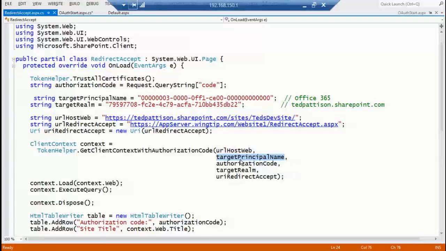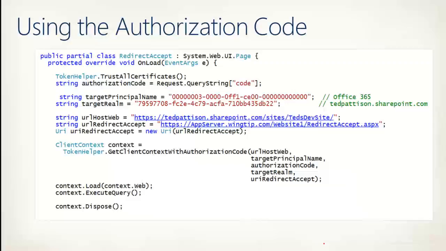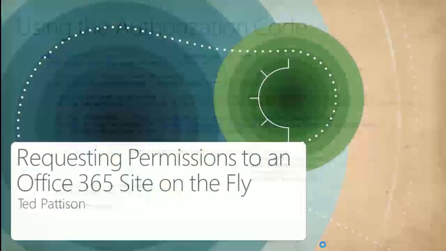The target principal name, which is always going to be the same for Office 365. The authorization code. The target realm. So basically, that's the ID of my Office 365 tenancy. And the URI redirect accept URL. Because if it posted to one particular redirect accept URL, when I call back into it, I have to know what URL it sent that back to, and it wants to see those things map up. Then you get the access token, and then just use CSOM and the REST API as usual. Okay, so how easy was that? Simple as pie.